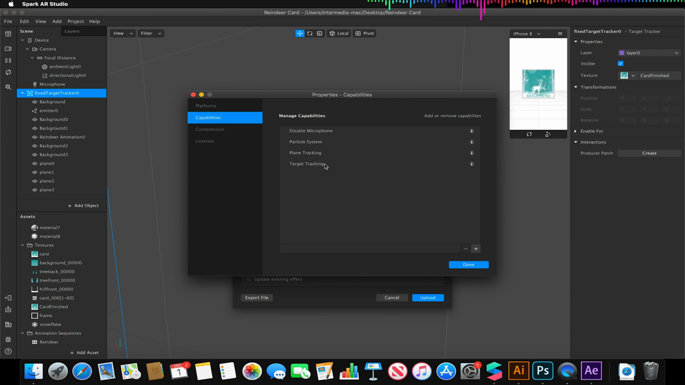And if I look at my capabilities, you'll notice again, there isn't really a lot there. There's just literally target tracking. There is plane tracking enabled, but that's actually not doing anything. There's a particle system, which is just handling the snow. And I turned the microphone off because I didn't want the microphone to be picked up by accident when people recorded the card working, because I'm intending to send this around to people that I currently work with.